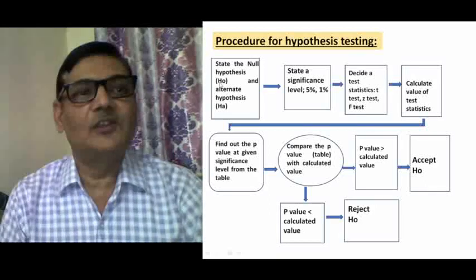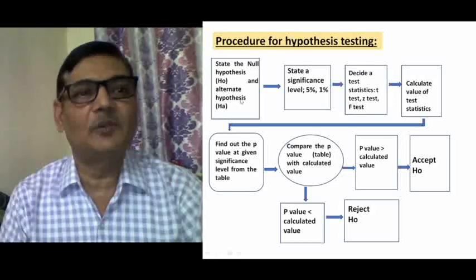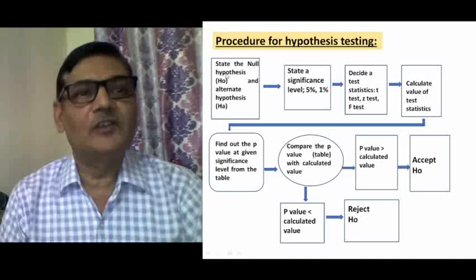Null hypothesis is depicted by H naught. H stands for hypothesis and O stands for null. So null hypothesis. Alternate hypothesis will be just opposite to it. It means the two samples have a significant difference in their mean values, and this is indicated by HA.